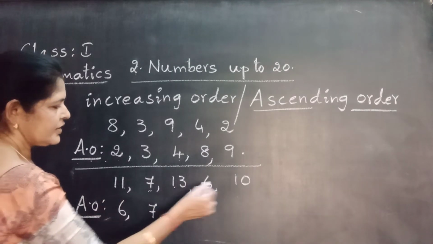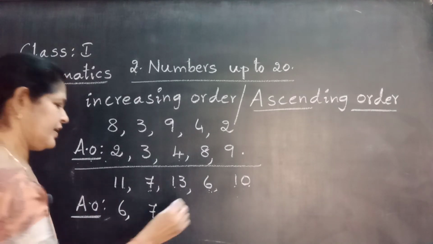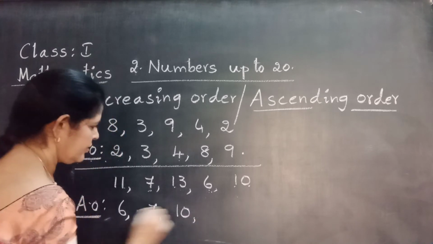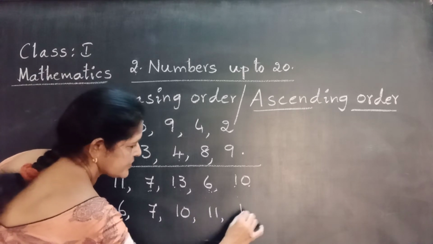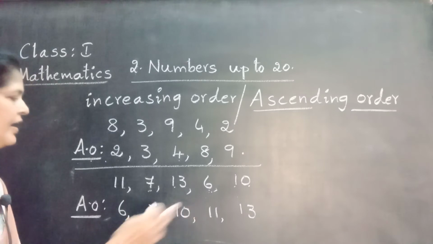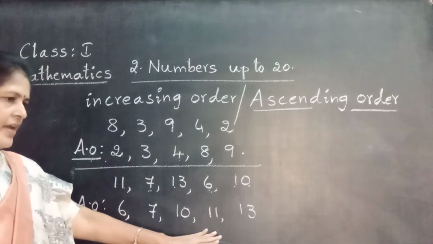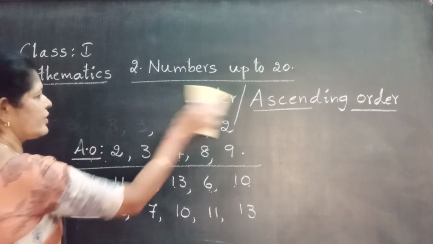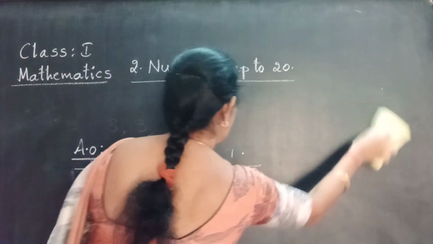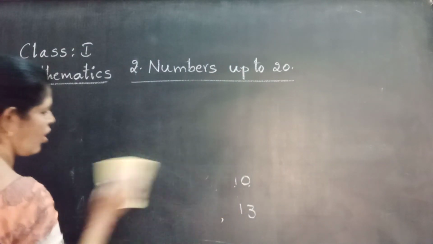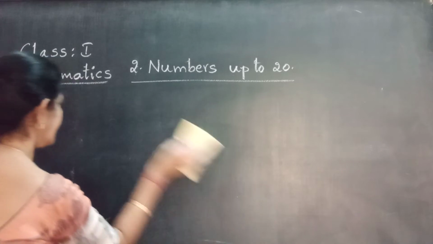11, 13, 10. Which comes first? 10. Very good. Next, 11. Next, 13. Now the given numbers are in ascending order. Next, we go to descending order, decreasing order.